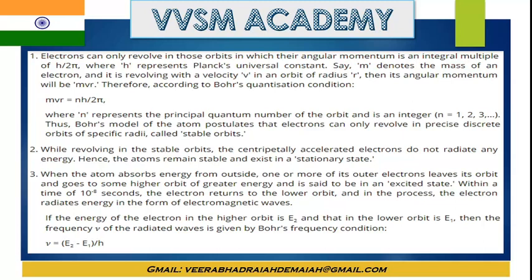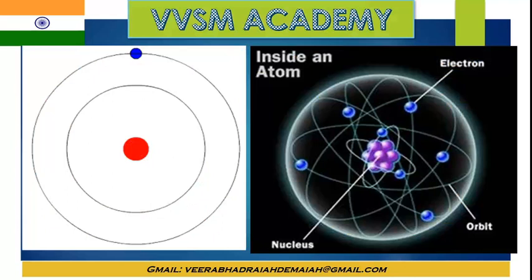Electrons can only revolve in those orbits in which their angular momentum is an integral multiple of h by 2 pi. These are the postulates I am telling you. And similarly, v is equal to E2 minus E1 by h. Inside an atom, the electrons are revolving around the nucleus of an atom in principal orbitals K, L, M, N, O, P. This is the Bohr's atomic model.